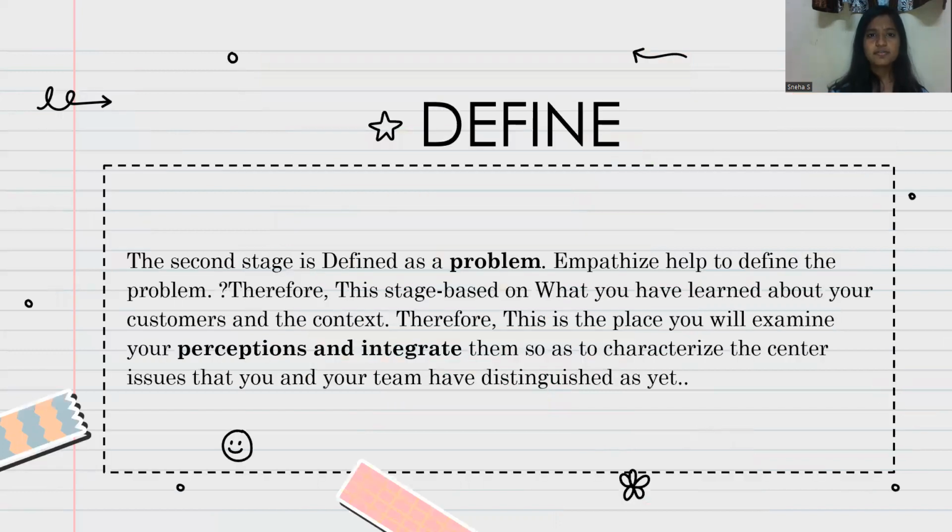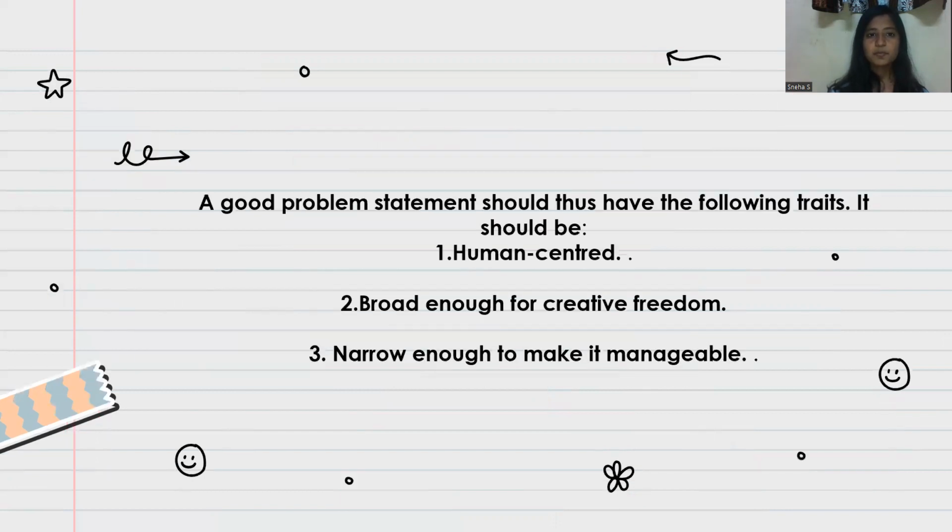The second one is define, that is defining a problem, that is a problem statement. It is a place where you examine perceptions and integrate them so as to characterize the core issues that you and your team have identified so far. A good problem statement should include the following things: it should be human-centered, broad enough for creative freedom, and narrow enough to make it manageable.